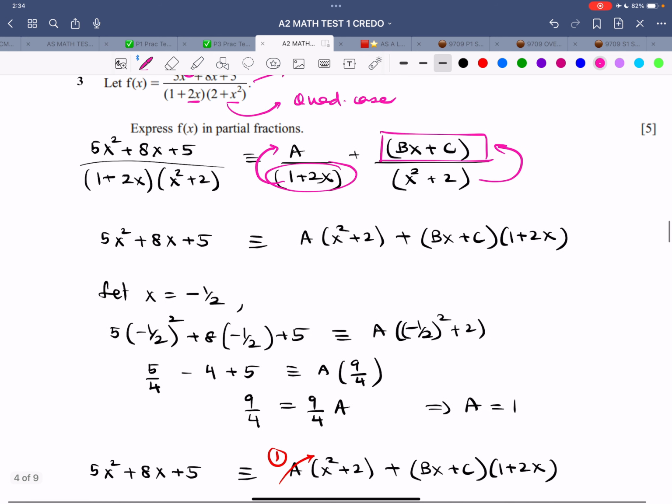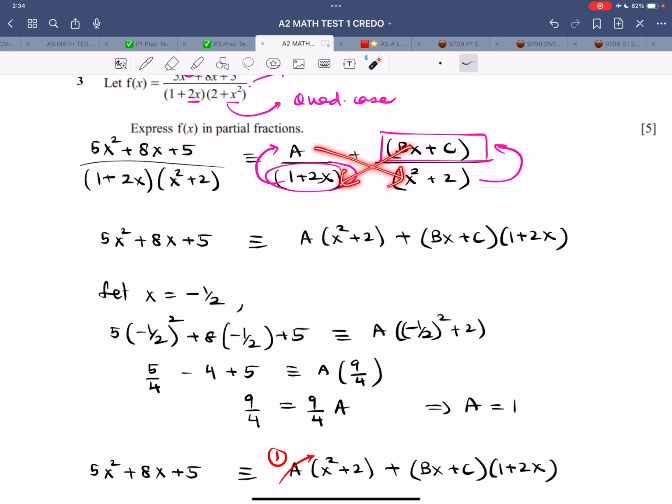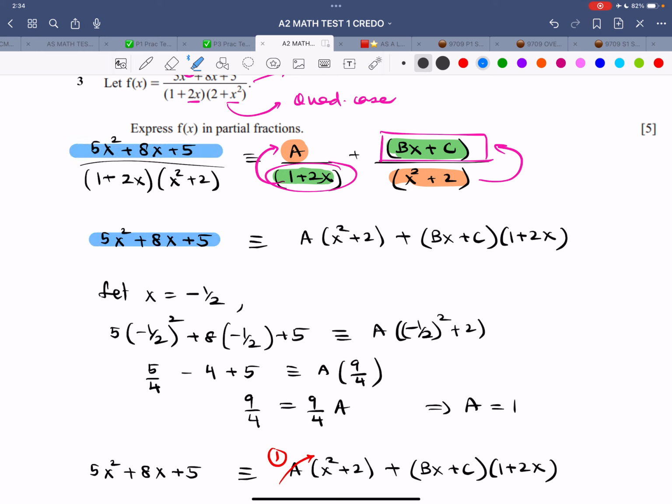And then we take the LCM. So this multiplies with this, multiplies with this. The denominator is the same, no need of writing it. Therefore, the numerator equals the numerator after multiplication. So now this is done. Let me change this color and write something in blue over here. So this blue is basically the orange thing, A, multiplied with x² + 2, and the green thing, Bx + C, multiplies with this.